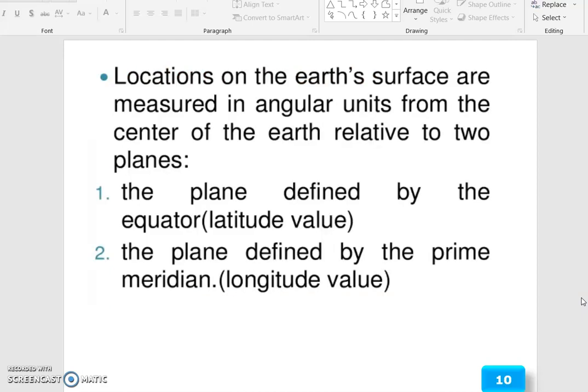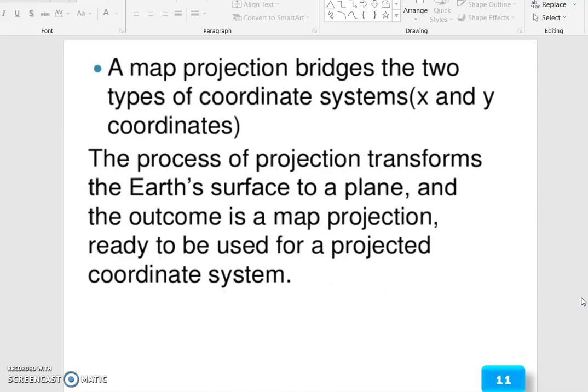Locations on the earth's surface are measured in angular units from the center of the earth relative to two planes. The plane defined by the equator gives the latitude value, and the plane defined by the prime meridian gives the longitude value.